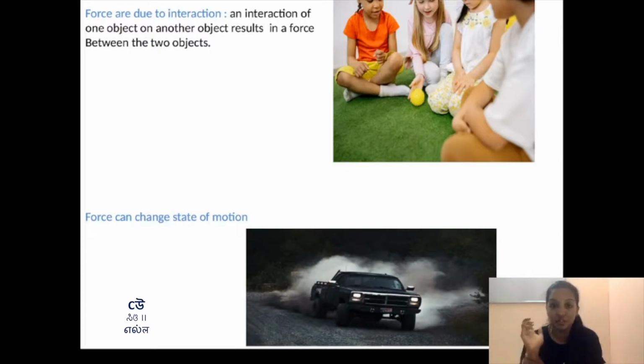May change the state of motion means the ball, initially it will be in rest position when it's in your hand, and you will push the ball. What happens then? When you push the ball, it starts changing its position. Changing position means the ball is in motion. Initially the ball was in rest position, you applied force, your hand interacted with the ball, and the ball started changing its position with respect to time. The ball which was in rest position started moving. That means state of motion is changing from rest position to motion, and this is due to force.